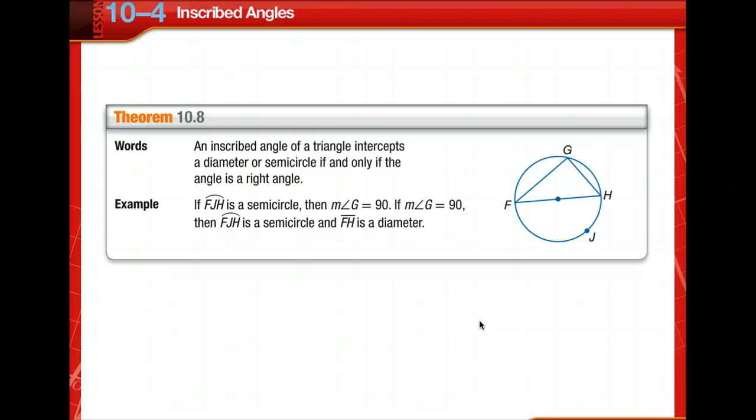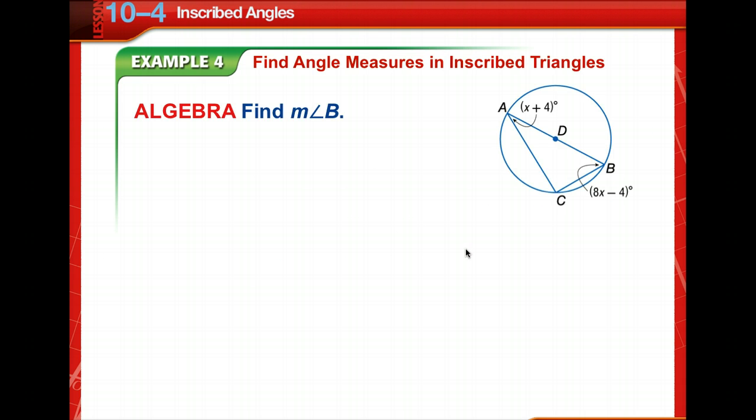Triangles and quadrilaterals that are inscribed in circles have special properties. This theorem tells us that an inscribed angle of a triangle intercepts a diameter or semicircle if and only if the angle is a right angle. So if it intercepts the diameter, you know you've got a right triangle. So let's find angle measures in inscribed triangles.